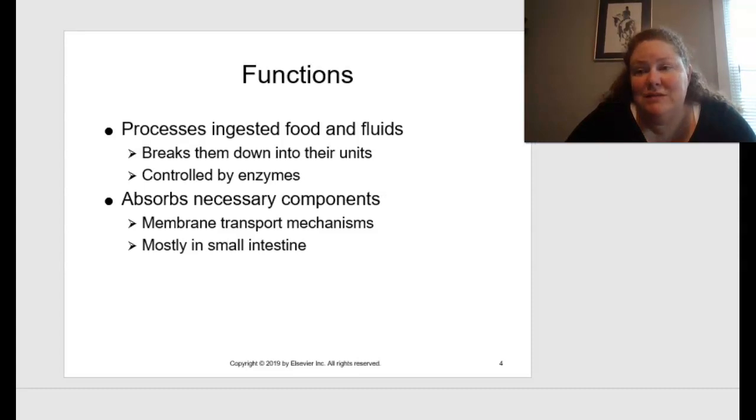We can break down fats through beta oxidation. We can break down proteins through protein deamination, right? So we all have to break them down into their constituent building blocks. And this is all controlled by enzymes.